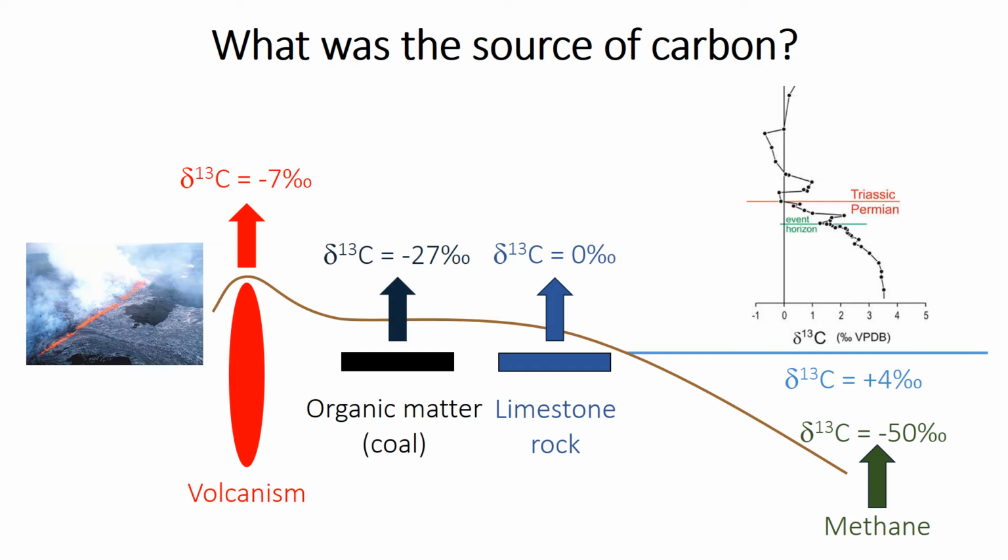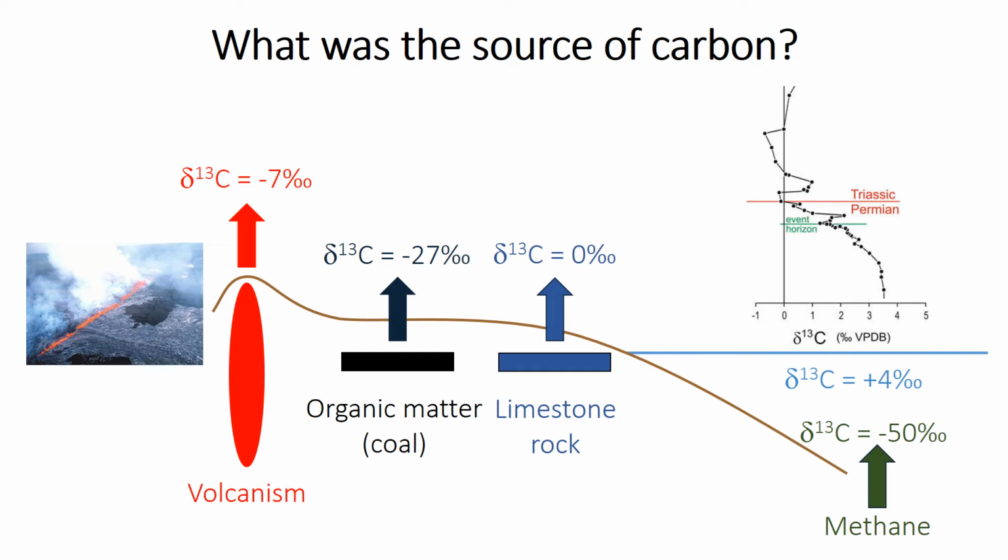So we have these different sources, and they're all lighter than +4. Some of them are very negative, and so in theory any of them could work. And in fact, it's actually kind of difficult to determine the balance of these sources, because you can get the same result by, say, adding a smaller amount of very negative methane, or you could add a larger amount of slightly negative volcanic carbon. And this can be disentangled.